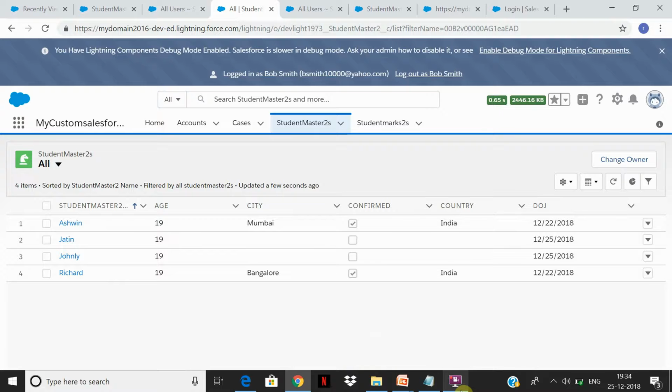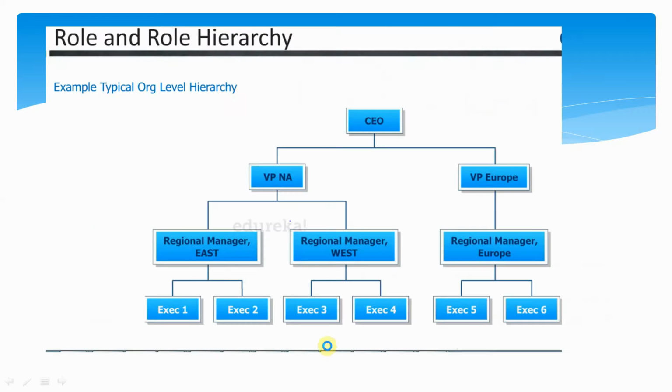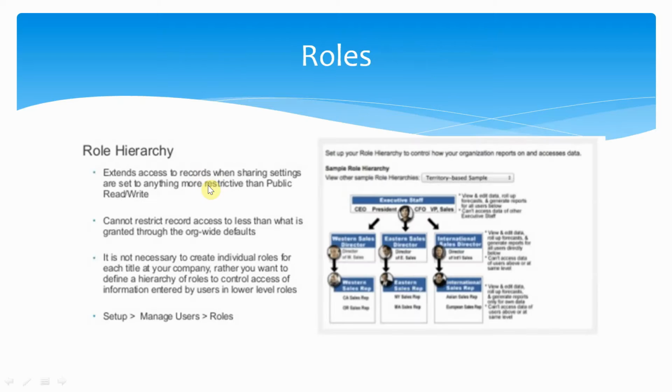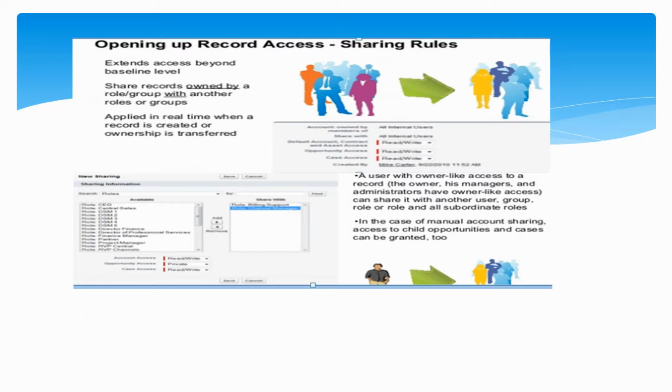So basically you need to create your OWD. The OWD are of three types, which is public read write, public read only, private, controlled by parent. So you need to decide what is the access you want to give at the OWD level, and then based on that you'll have to create a proper role hierarchy, and then if you want to extend the access you have to do sharing rules.